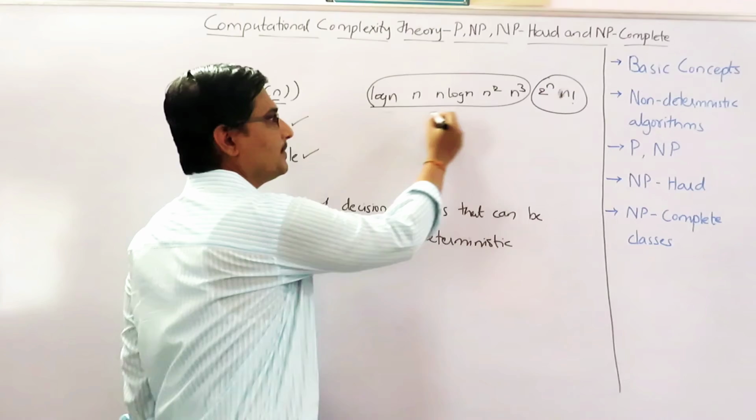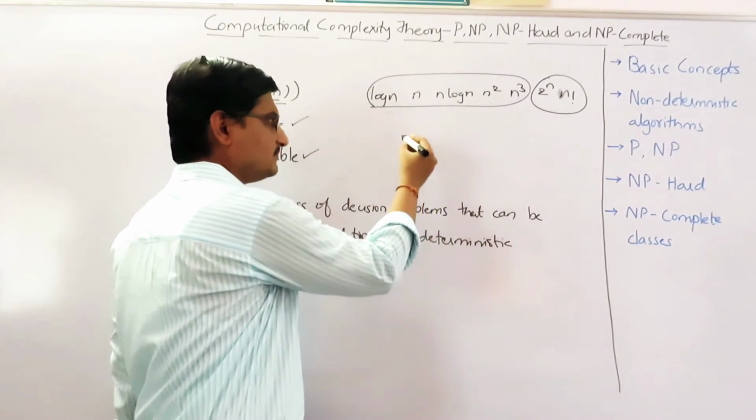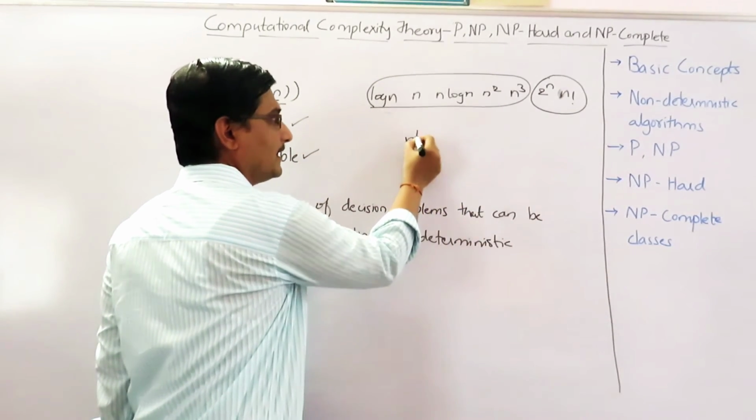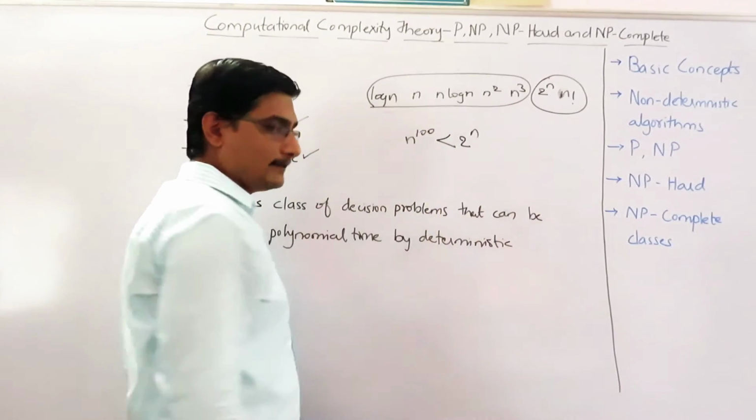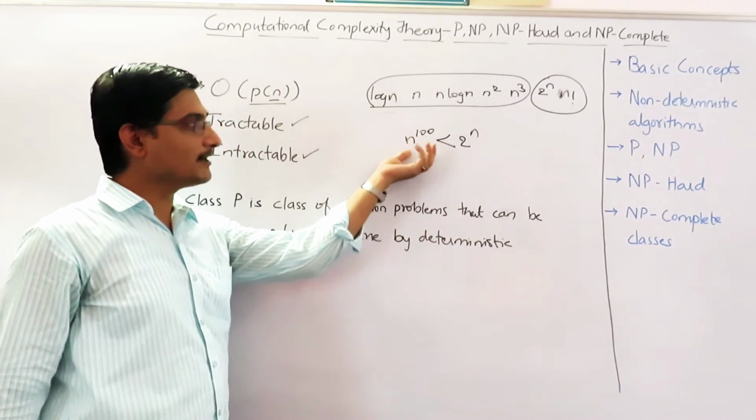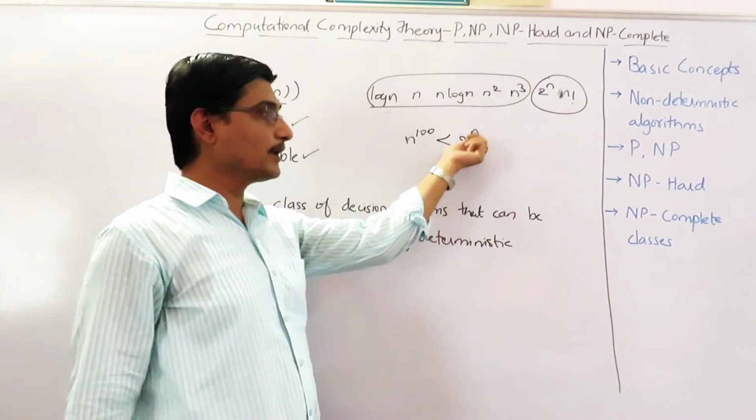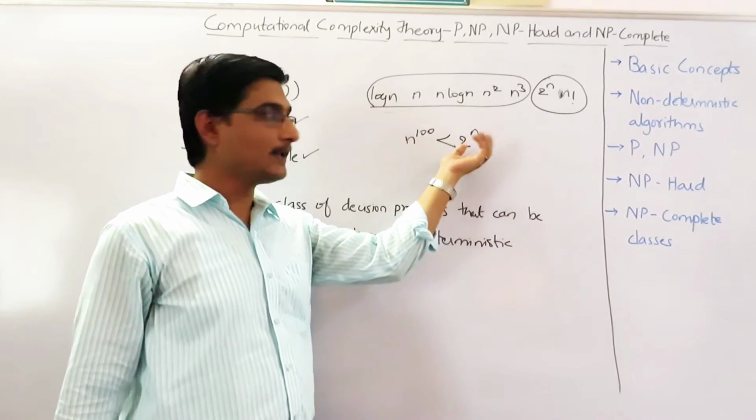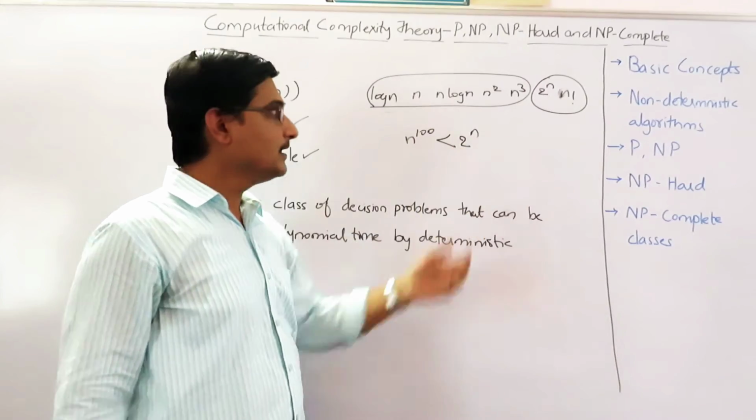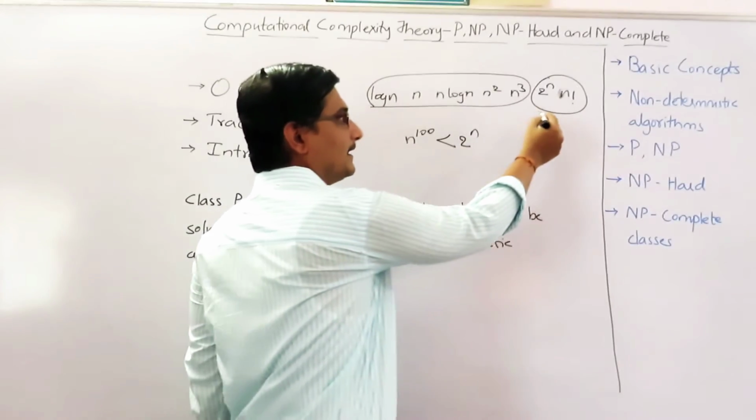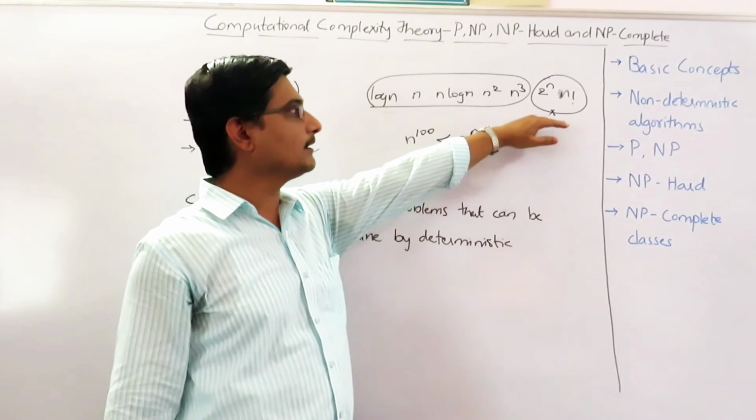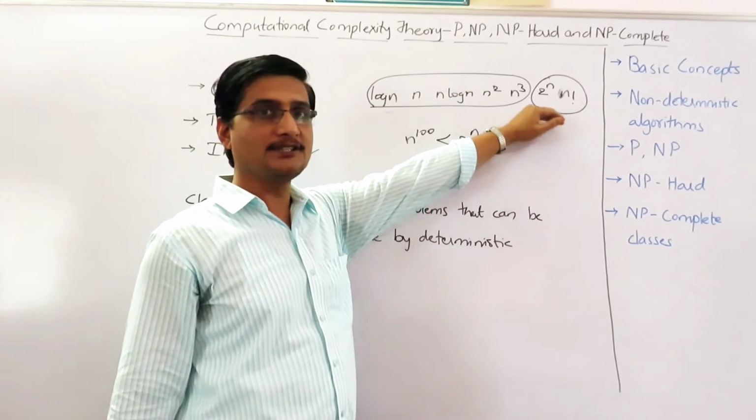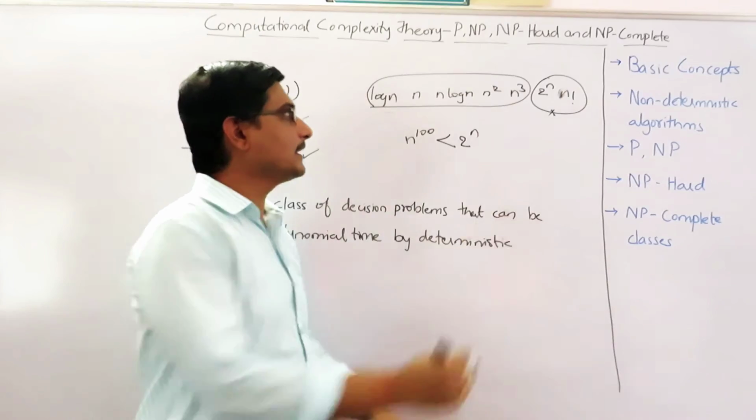So these are all polynomial time algorithms. Sometimes n raised to 100 is less than 2 raised to n, for a very large value of n. So if this is the case, there is no point in finding algorithms which solve the problem with the efficiency of this. So we can draw this line.